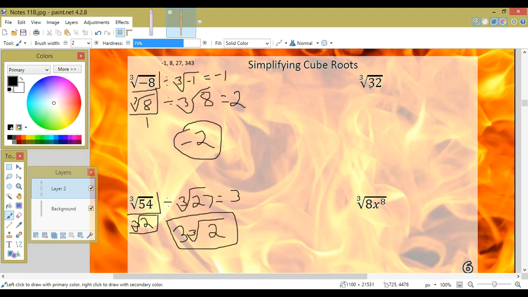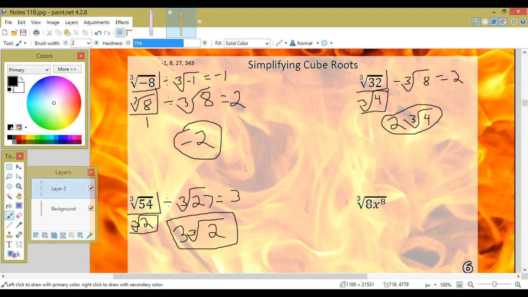How about the cube root of 32? No negatives. We could take out 8, the cube root of 8. So 32 divided by 8 is 4. Now unlike square roots, we can't simplify that anymore. So we just have 2 cube root of 4.